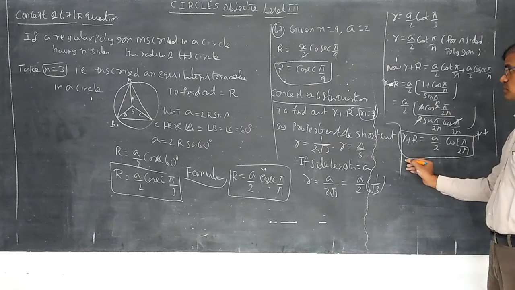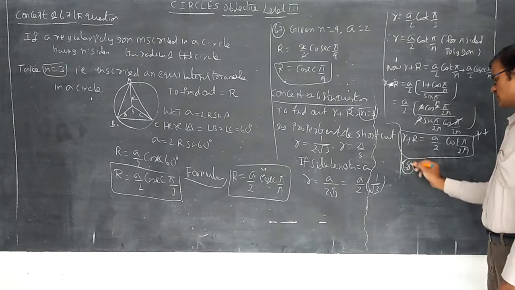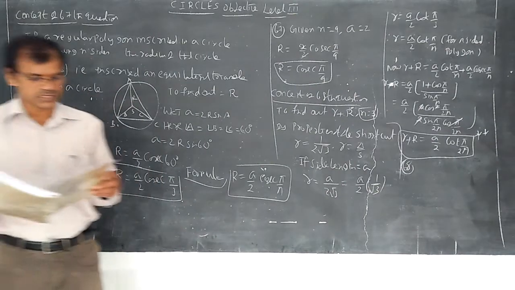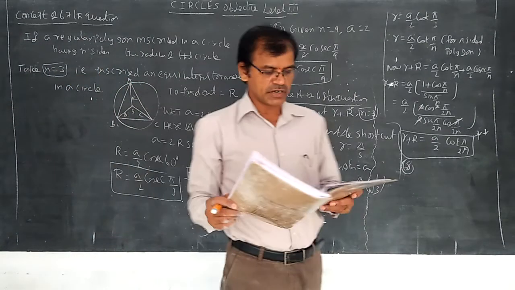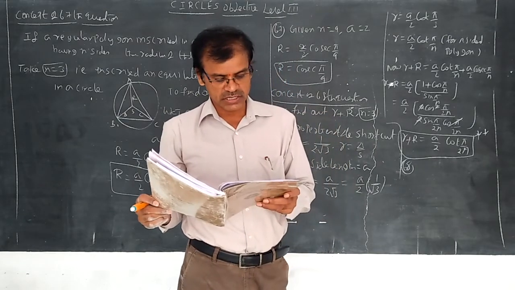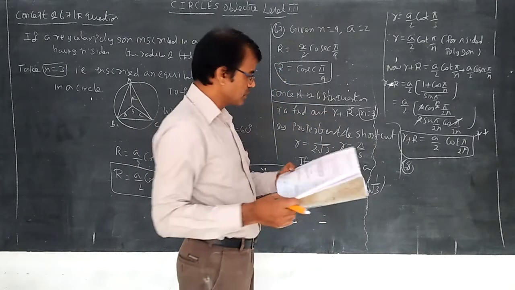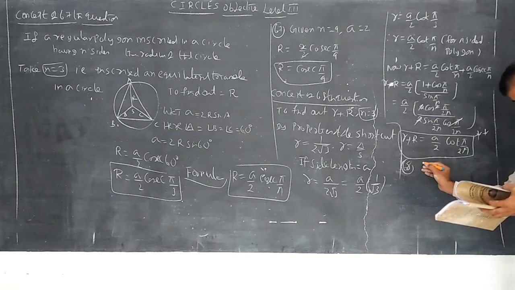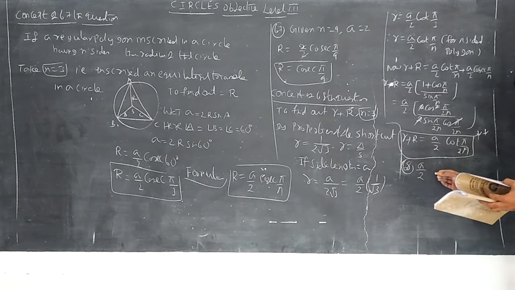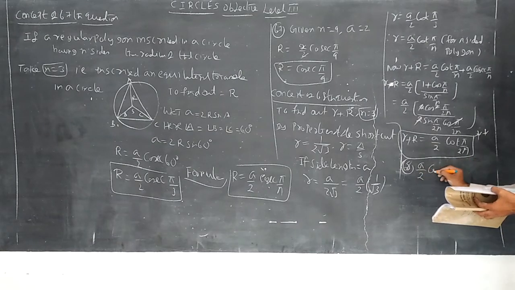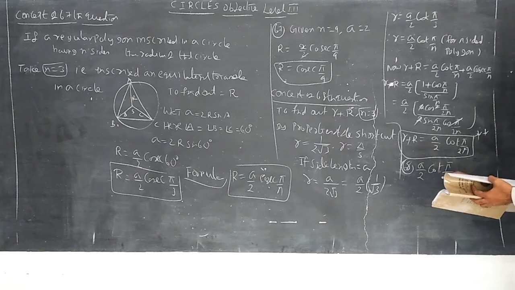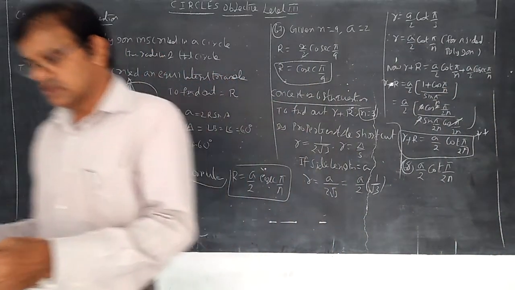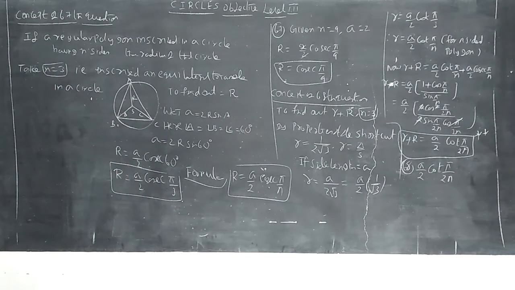This is the full concept of the 68th question. Now let us discuss the 68th question. The 68th question is given as the sum of radii of inscribed and circumscribed circles for an n-sided regular polygon of side a. So directly you can put the answer: a by 2 cot pi by 2n. This is the answer. The 68th question is completed.